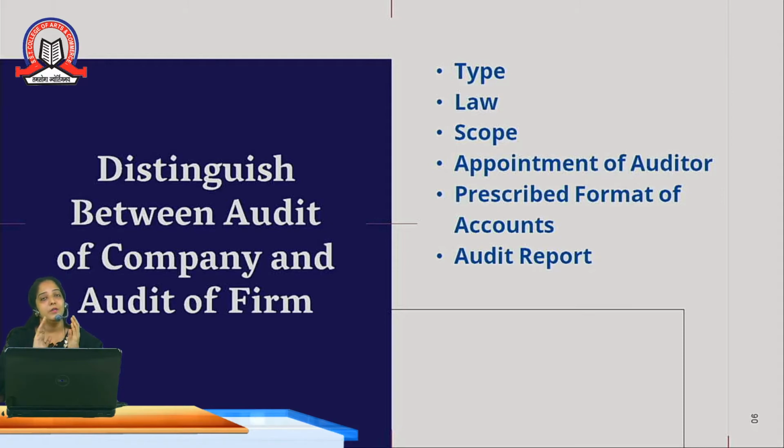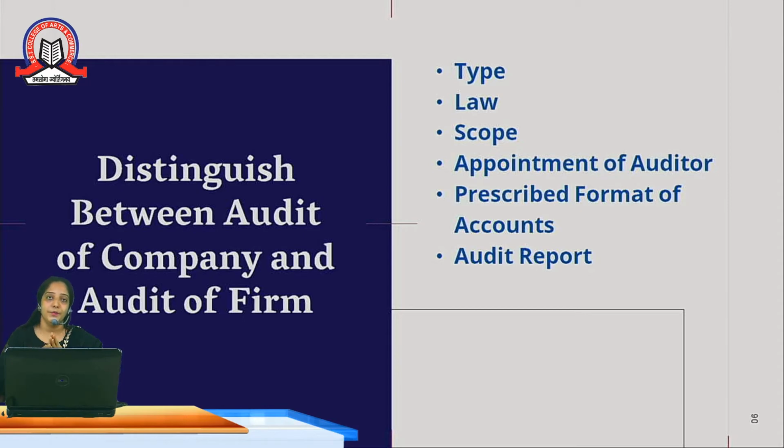Appointment of an auditor. The auditor of a company is appointed by the shareholders of the company in the annual general meeting. However, the auditor of the firm will be appointed by the partners of the partnership firm. Prescribed formats of account. In the audit of the company, the prescribed format is mentioned in the Companies Act 2013, and in that particular format only a company is required to prepare its financial statements. However, there is no specific format for the audit of a partnership firm.